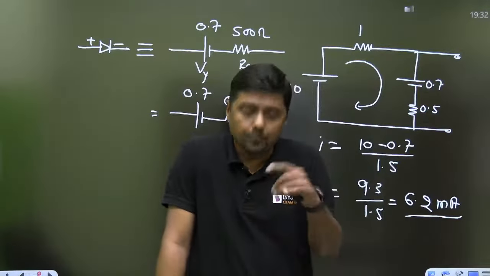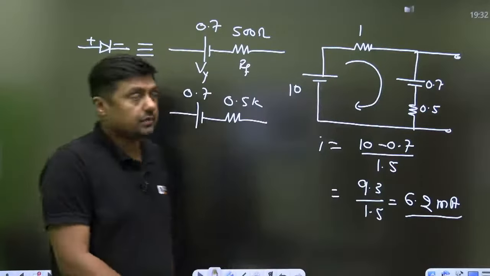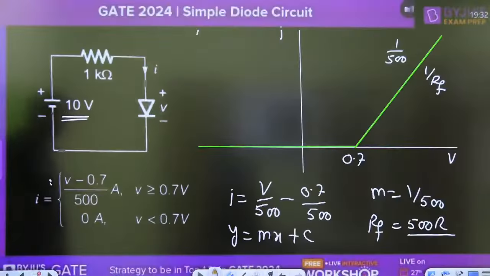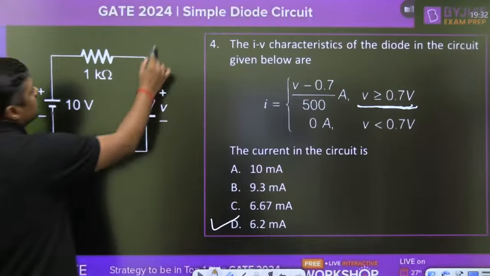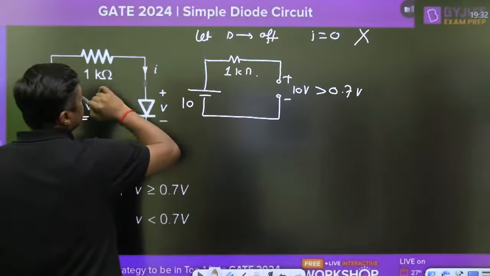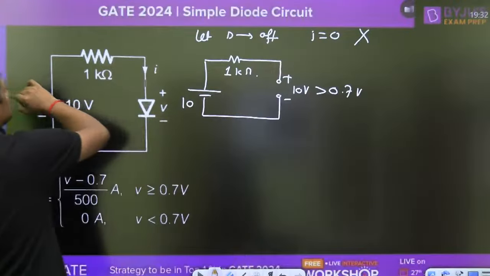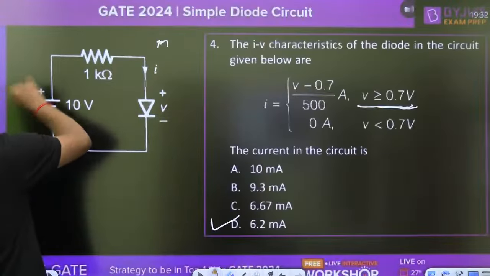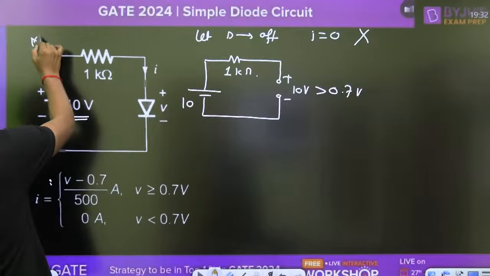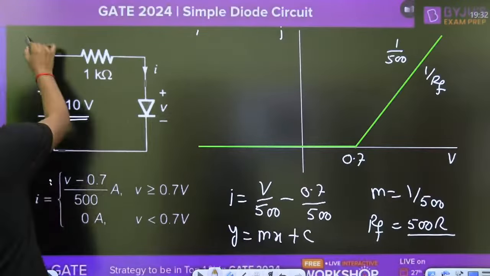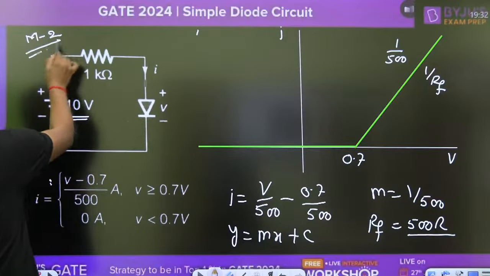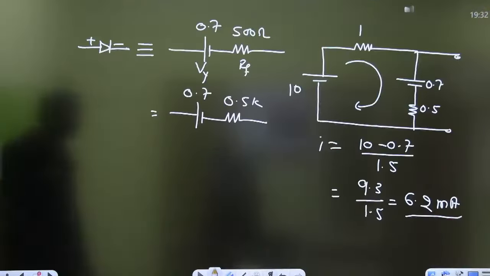This is another approach to solve this particular question. So which one is easy for you? First one or second one? First method or second method? This is the first method. And that is the second method. Piecewise linear model. It's up to you.